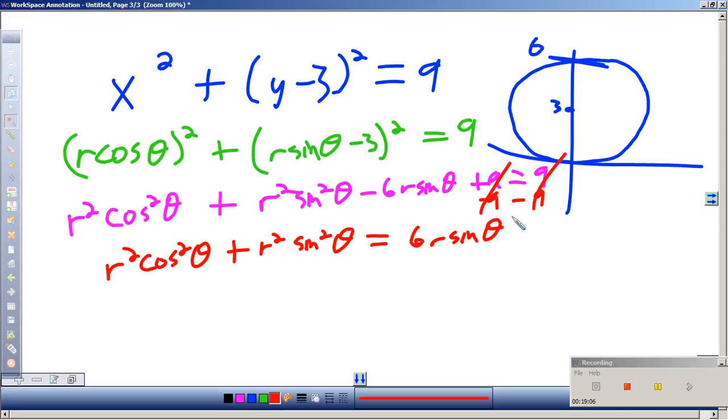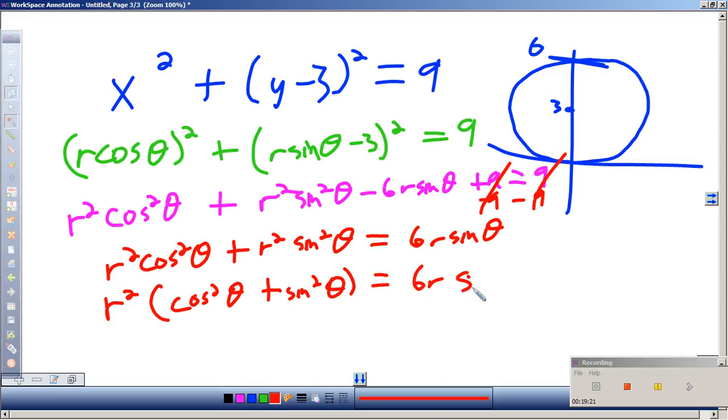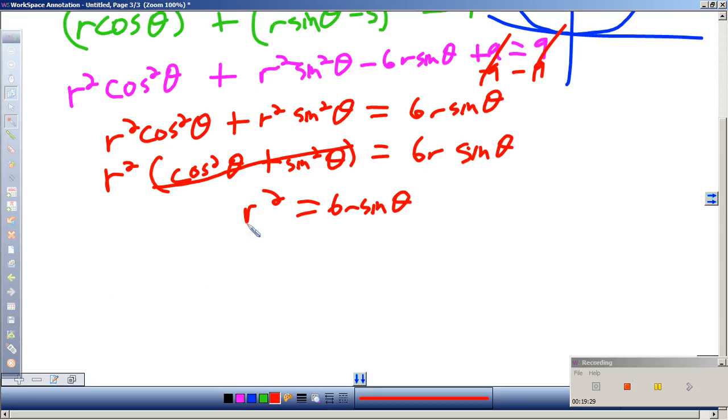But what's sine squared plus cosine squared? So I can factor out the r squared and make it cosine squared theta plus sine squared theta, times r squared. This is all going to become 1, so we have r squared equals 6r sine theta. And what else? Divide by r. R equals 6 sine theta.